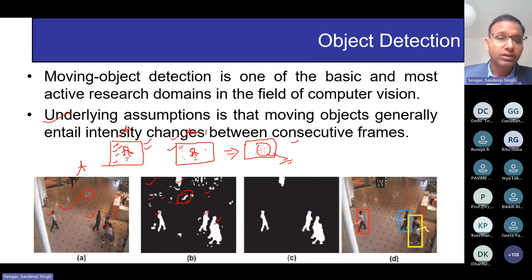So we apply some post processing on this moving object detection. Post processing techniques like morphological operations, or other types of mathematical operations, are applied to reduce that noise. So we apply some morphological operation, and then we get this clear part.